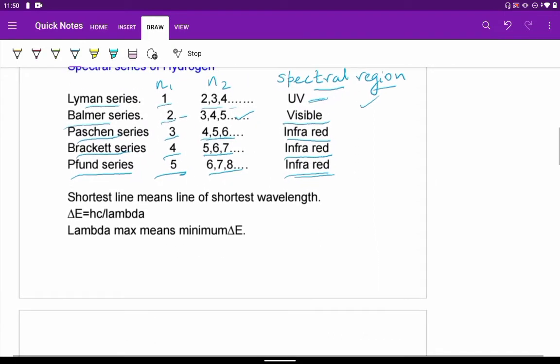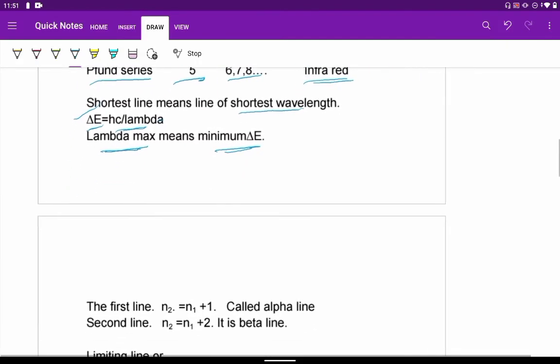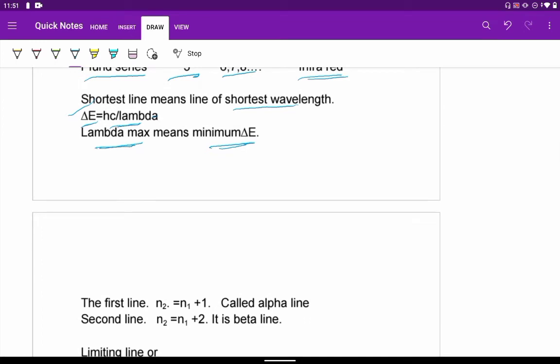Now in this case we find that whenever the wavelength is less, we know that delta E, that is the difference in the energy levels, and this delta E will be the energy which is either absorbed or released, is given by hc by lambda. So shorter the wavelength, more will be delta E. When lambda is maximum, that is when the wavelength is maximum, delta E will be minimum, that is the energy gained or lost will be minimum in that case.